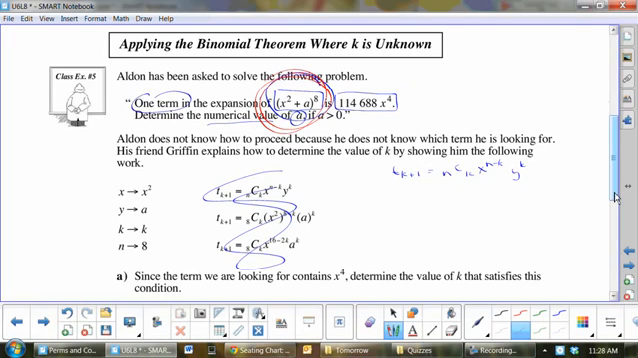x squared plus a. Now, do I know the term number? No, I don't. So I'm going to have to leave that there. Do I know n? Yes, it is 8 C k. What is x? In this case, it will be x squared. And I do know n, so I'm going to go 8 minus k. What is y?